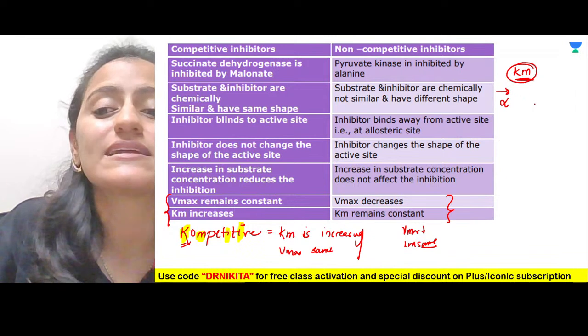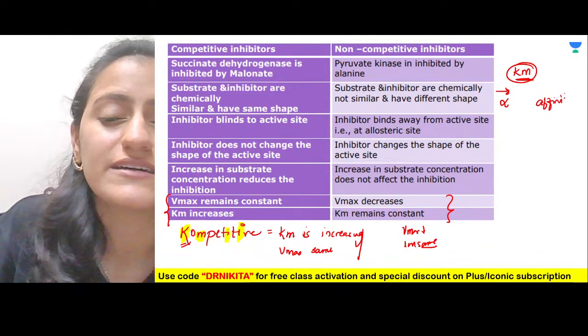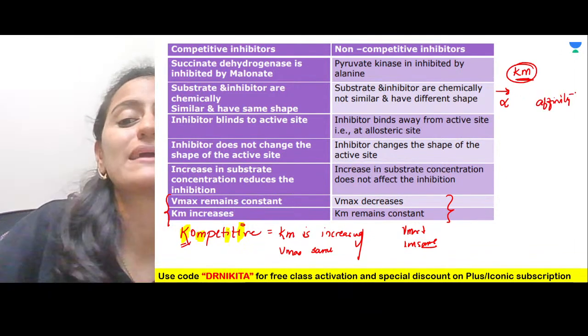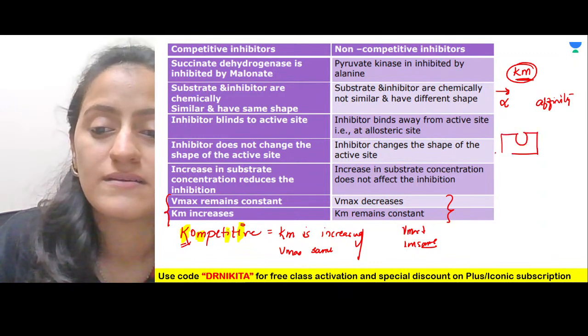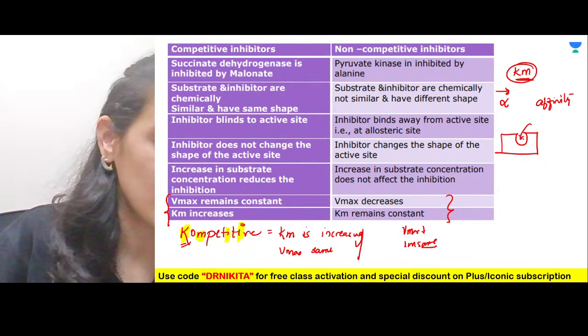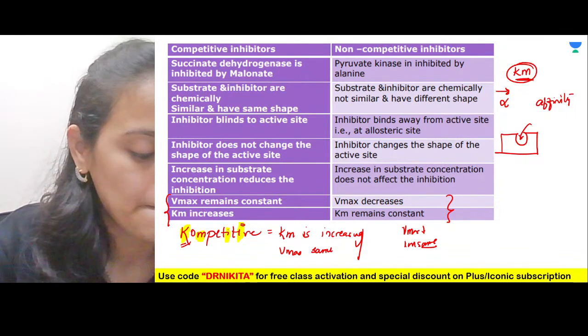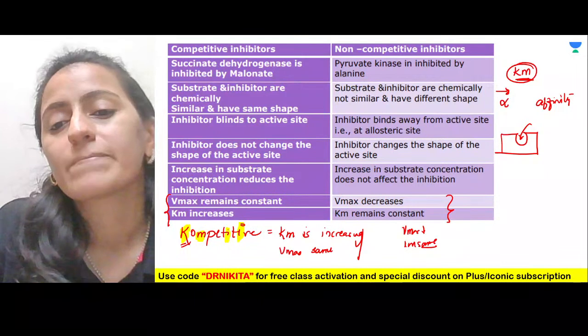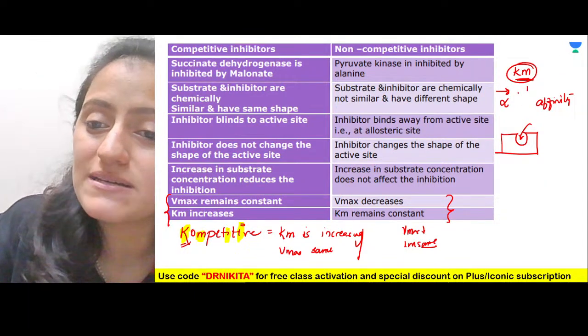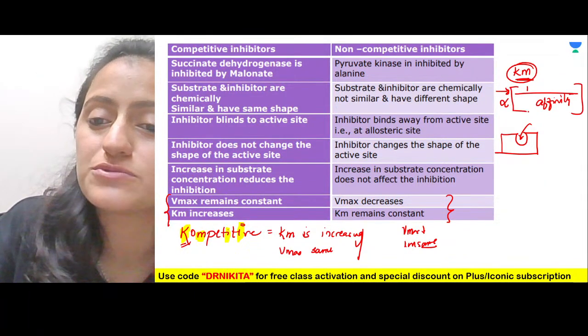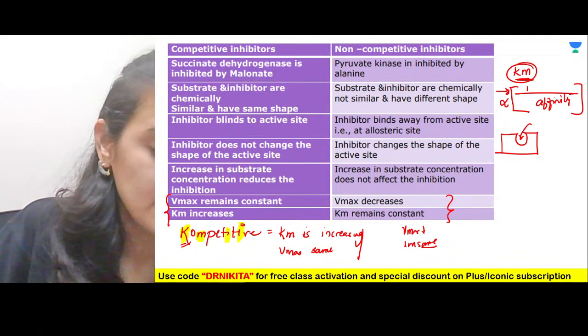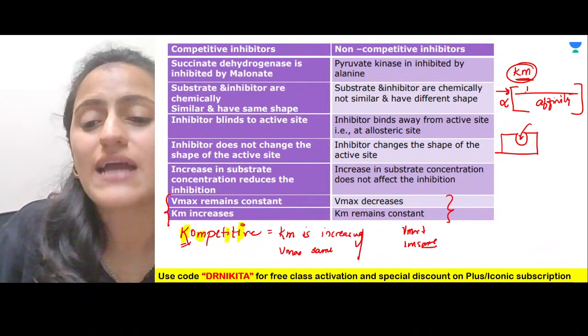Now tell me, what is the concept of Km? What is the relation of Km to affinity, the affinity of the substrate binding to the enzyme? Is it directly proportional or is it inversely proportional? So remember that Km is inversely proportional to the affinity. Okay, Km is inversely proportional to the affinity.